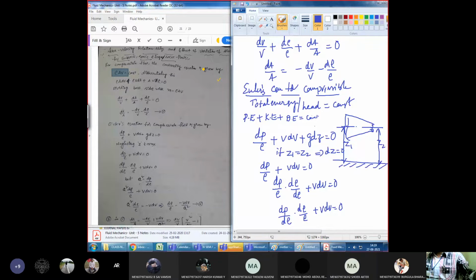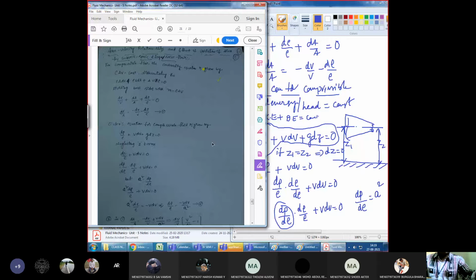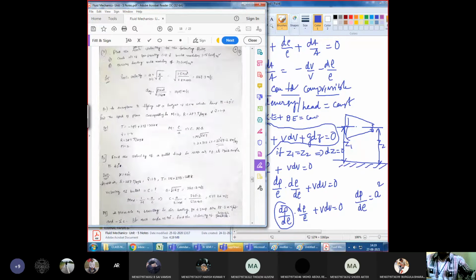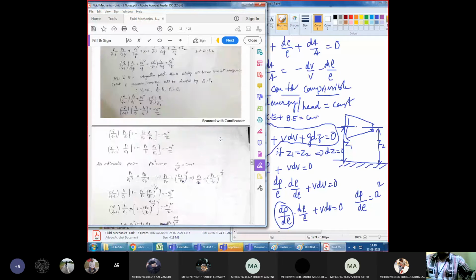So what you should remember is Euler's equation: dp by rho plus v dv plus g dz. You are going to derive this in fluid mechanics; now it's not required. Again, one more thing you should remember: for compressible fluids, dp by d rho is equal to a square. I will show you that derivation also. You are going to derive this in fluid mechanics.